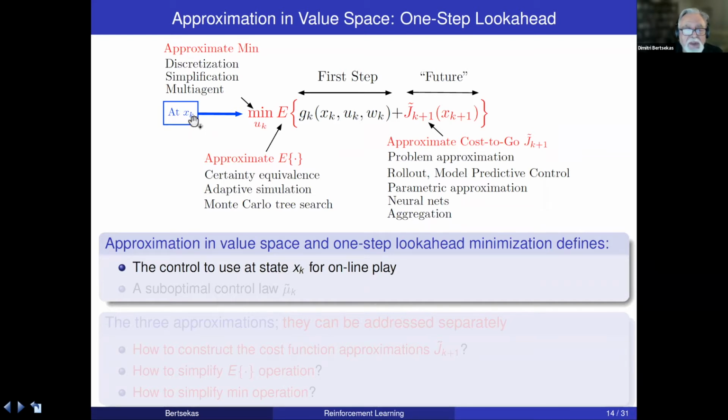After we do this at state xk, we go to the next state xk plus 1 and redo it again. At each time step, we can compute a control. Now, this provides you a control to apply for every possible state and stage. So it defines a policy, a suboptimal control law, which we denote by mu k tilde. So mu k tilde of xk gives you the control that is obtained from this minimization at xk.